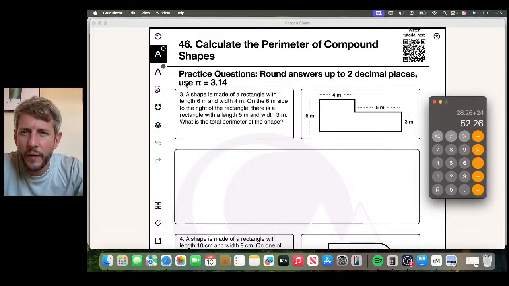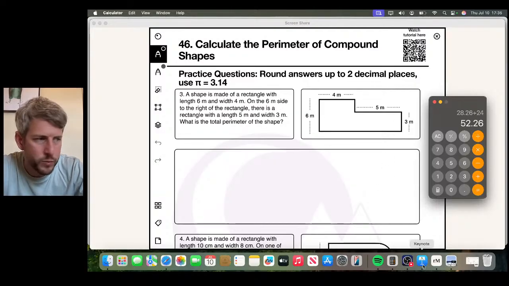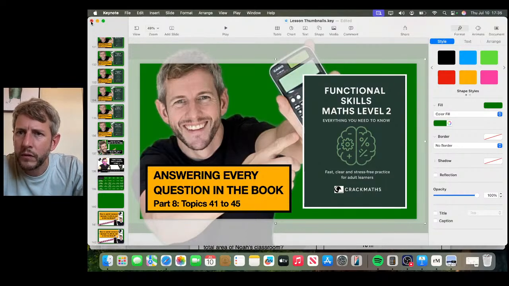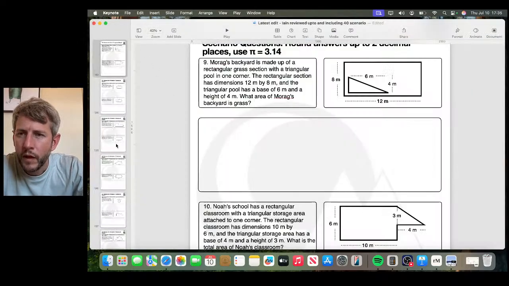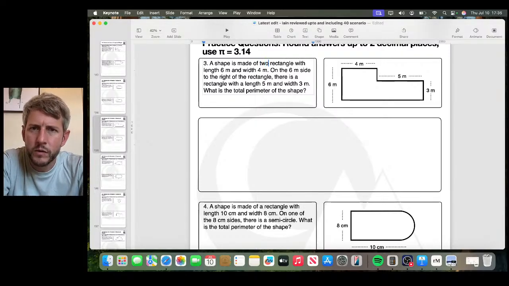I don't actually like how that reads. A shape is made of a rectangle with length 6 meters and width 3 meters. On the 6 meter side, because it's made of 2 rectangles, isn't it? That's what it's made of. So one second. So let's just get rid of that one. And then here we go. A shape is made of 2 rectangles.